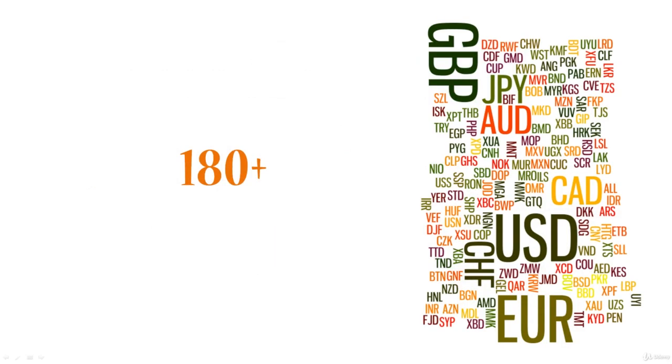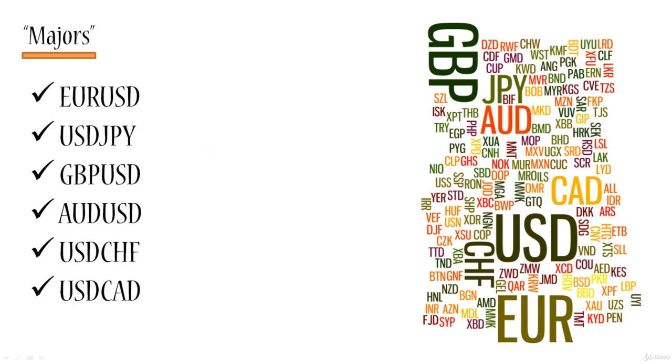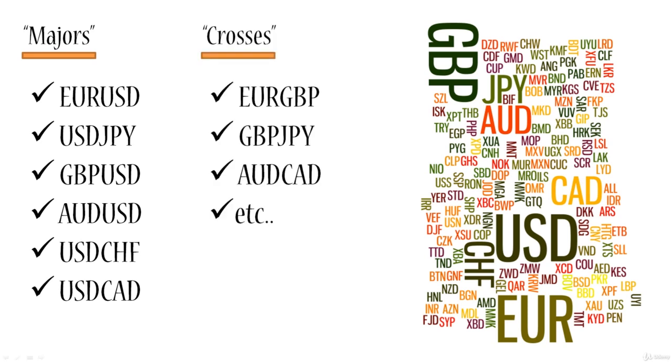There are over 180 currencies in the world, and you can combine any two of them to give you a currency pair. Most traders identify two main groups of currency pairs, and these are the majors: the Euro US dollar, the dollar yen, the British pound dollar, the Australian dollar, American dollar, the dollar Swiss franc, and the dollar Canadian dollar. And also the second group is the crosses. Crosses are simply put all currency pairs that do not include the American dollar, such as the Euro British pound, yen, Australian dollar, Canadian dollar, and so on. And of course there are also all other currency pairs.